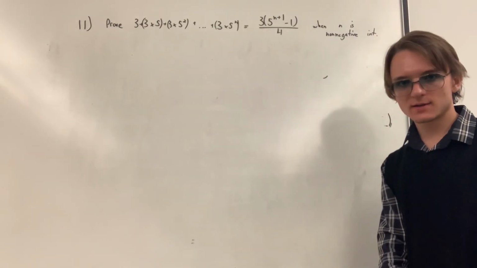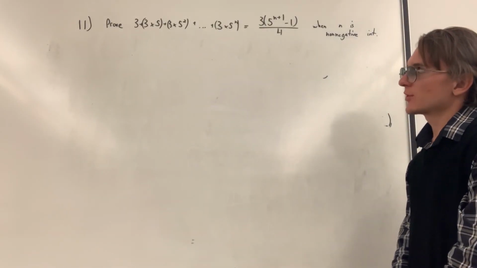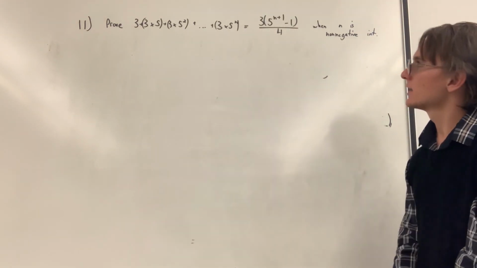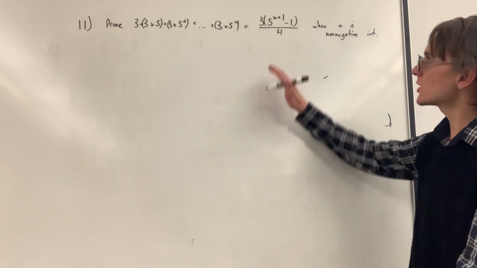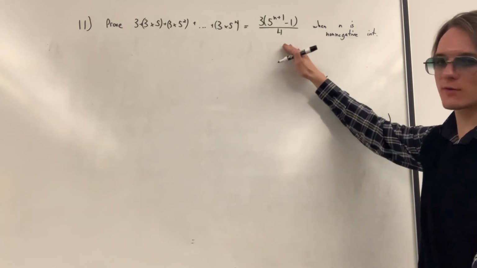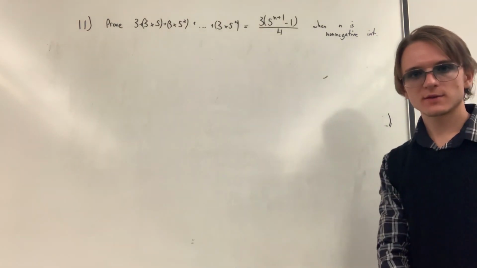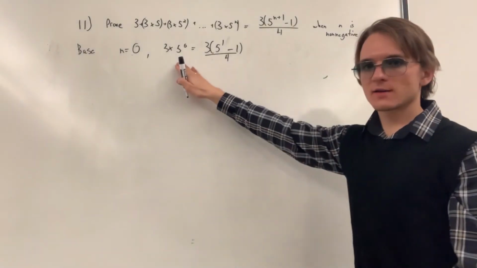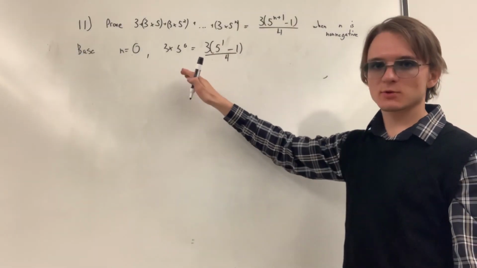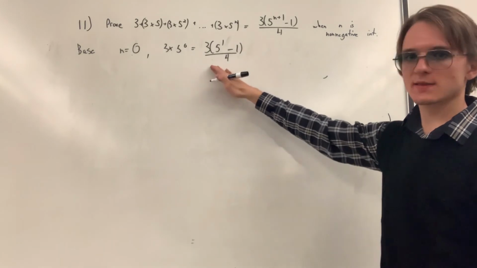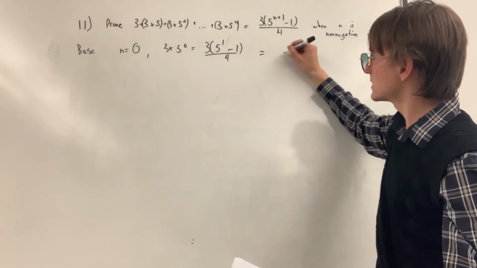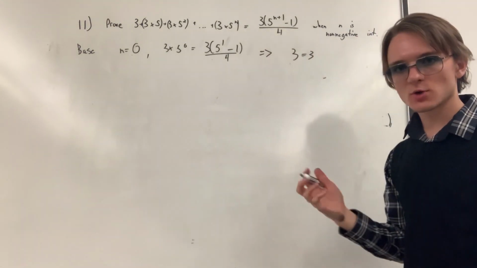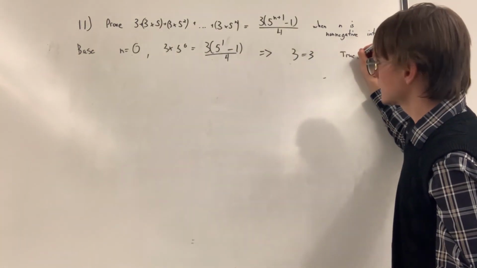Another proof by induction. 3 plus 3 times 5 plus 3 times 5 squared all the way up through 3 times 5 to the power of n is equal to 3 times 5 to the power of n plus 1 minus 1 over 4, when n is a non-negative integer. So our base case is 0, the first non-negative integer. Replacing n with 0, we get this here, and it matches the following: 3 is equal to 3, which holds true. Therefore, the base case is proven.